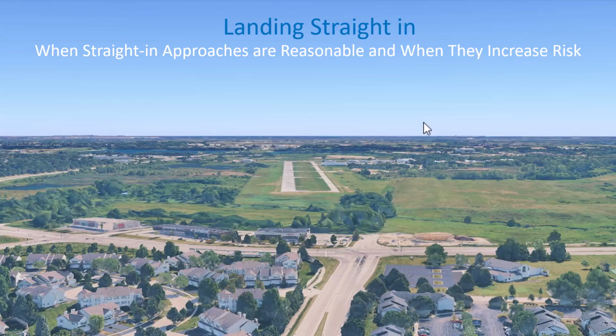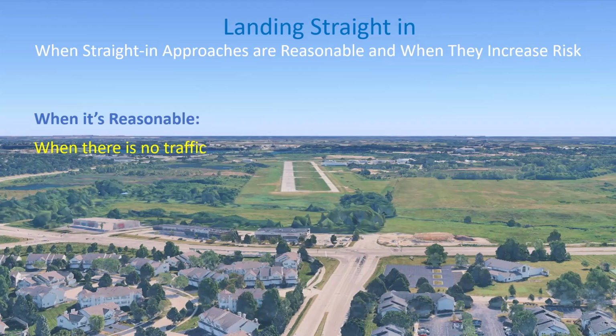So landing straight in is another option. Straight in approaches are reasonable, but sometimes they can increase risk. It's reasonable when there's no traffic around, obviously. If you're flying late at night or just real early in the morning, more than likely there's not much traffic going on. Or if you're listening to the radio, no one's talking. That doesn't necessarily mean there's no one there, but if there's no traffic, it's reasonable to go straight in.